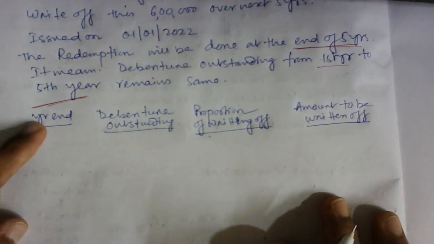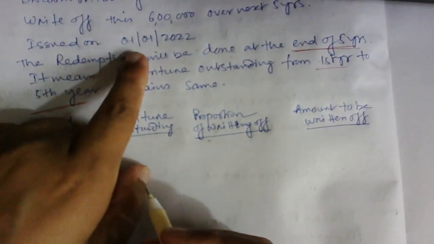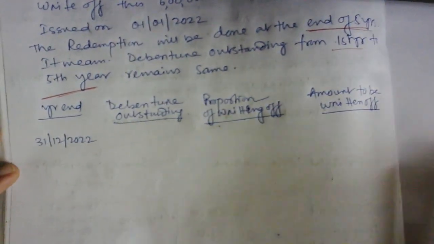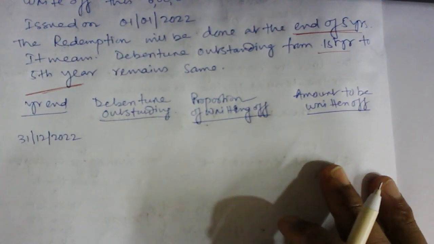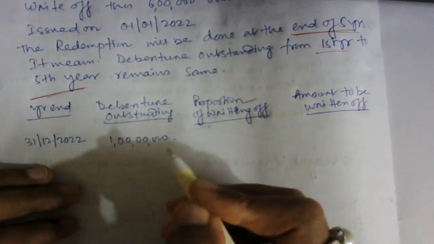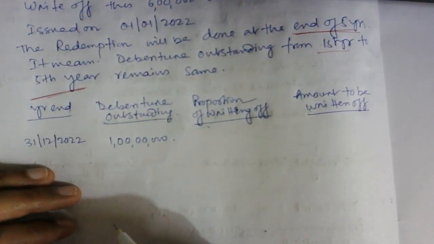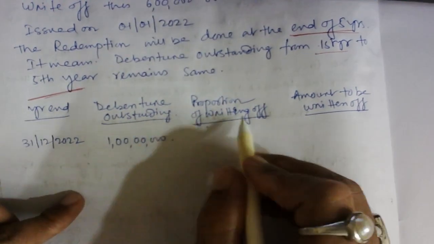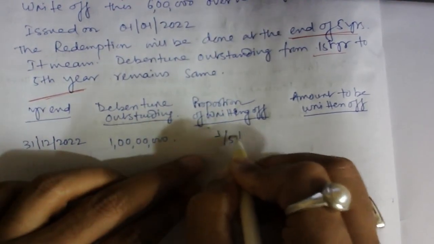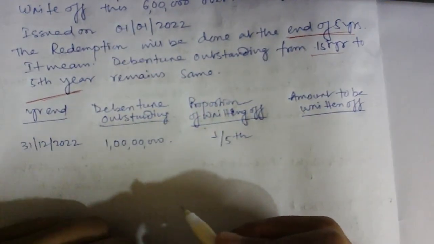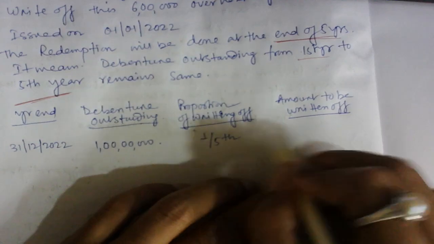Year end: if you issued on 1st Jan 2022, your year end will be 31st December 2022, correct? What is the amount of debenture you have raised? 1 lakh into 100 is 1 crore. So debenture outstanding at the end of the first year is 1 crore. The proportion of writing off is 1/5, or you can say ratio.